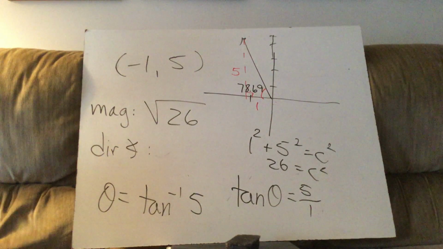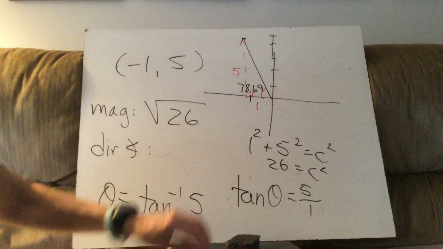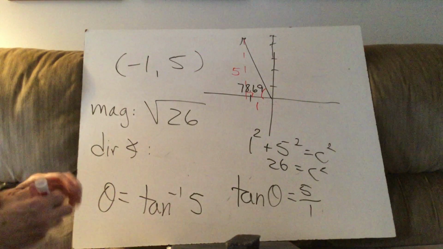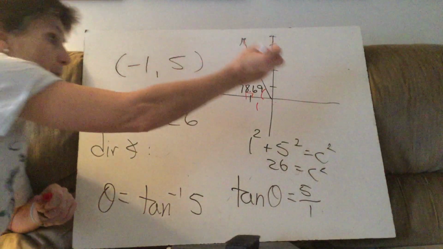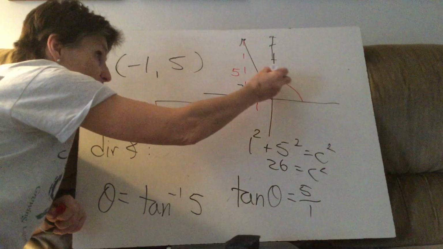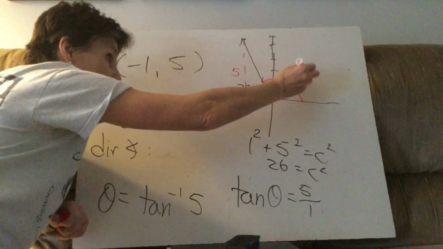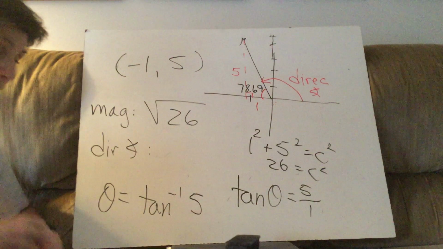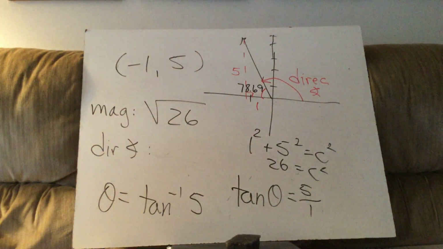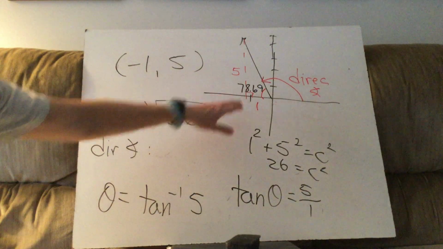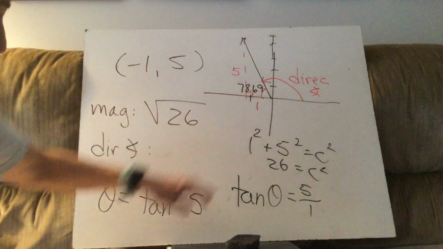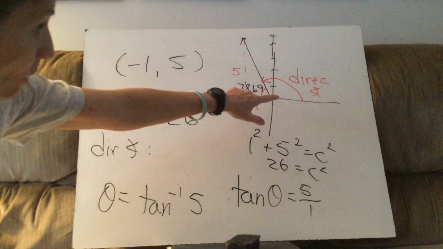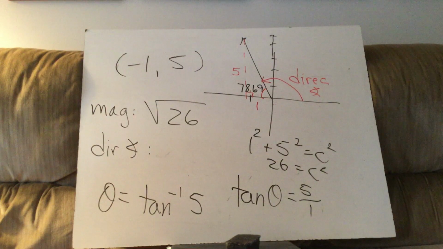Now that is not the direction angle though, guys. That is not the direction angle, because the direction angle must be measured from the positive x-axis. This is your direction angle right here. So how in the world are we going to find that out? We know how we got the 78. We did second tangent 5, and that gave us the 78.69. But how now are we going to get the actual direction angle?